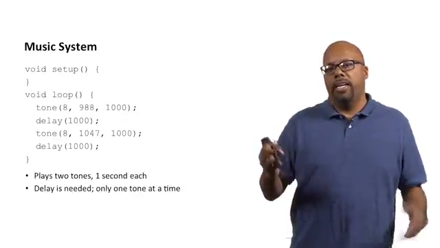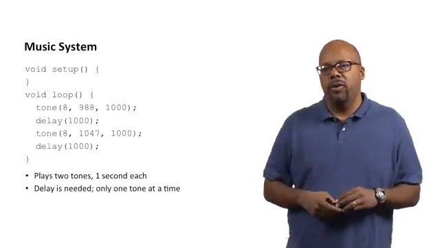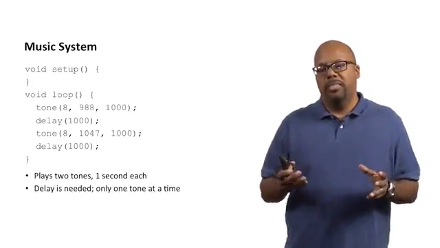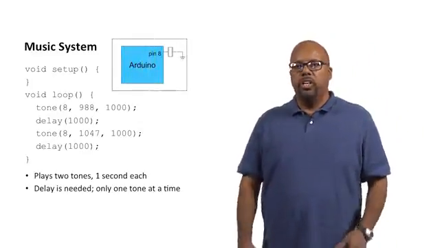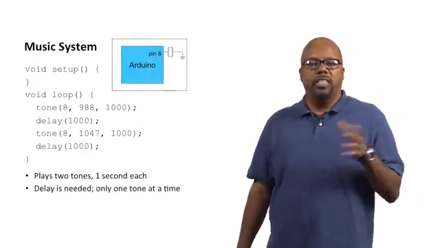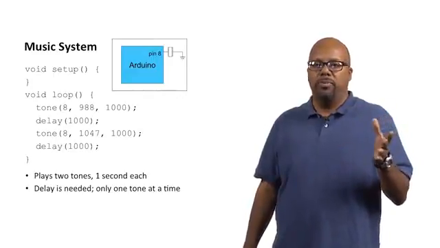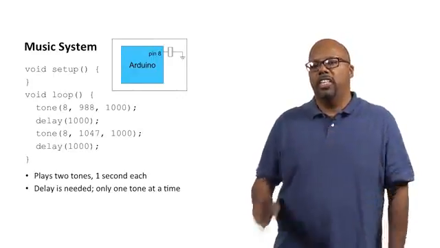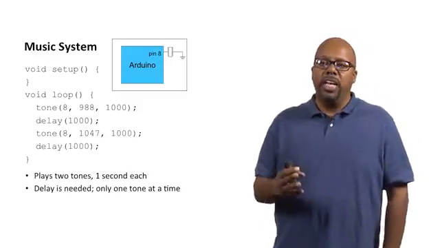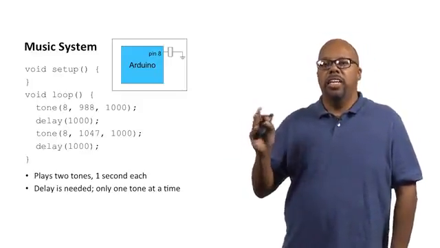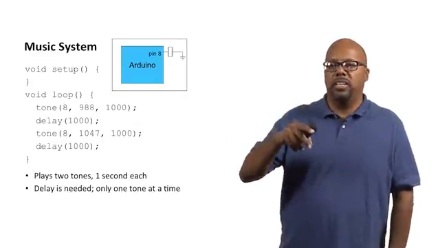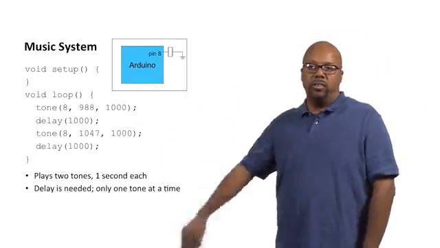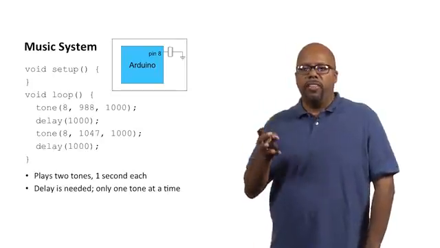Now here's an example program for making a little piece of music. When I say piece of music, it's really only 2 tones. Now, notice that the setup function doesn't do anything. There's nothing that we need in the setup. There's a picture of the connection. So you've got an Arduino, and I'm assuming you've got a piezo element connected on pin 8. One side is connected to pin 8, the other side is connected to the ground. Now, we've got this loop function.